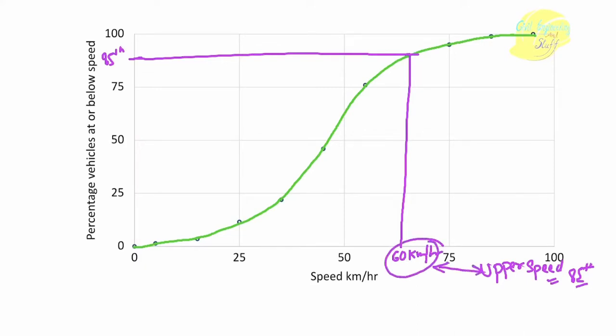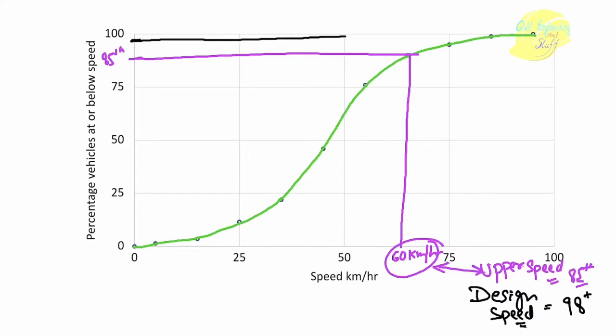Next we'll find out the design speed. Design speed is the 98th percentile speed. So let's say the 98th lies somewhere here. We'll draw the line, and your 98th percentile speed, let's say, comes out to be around 80. I think 80 is fine here. This is just for example purposes.